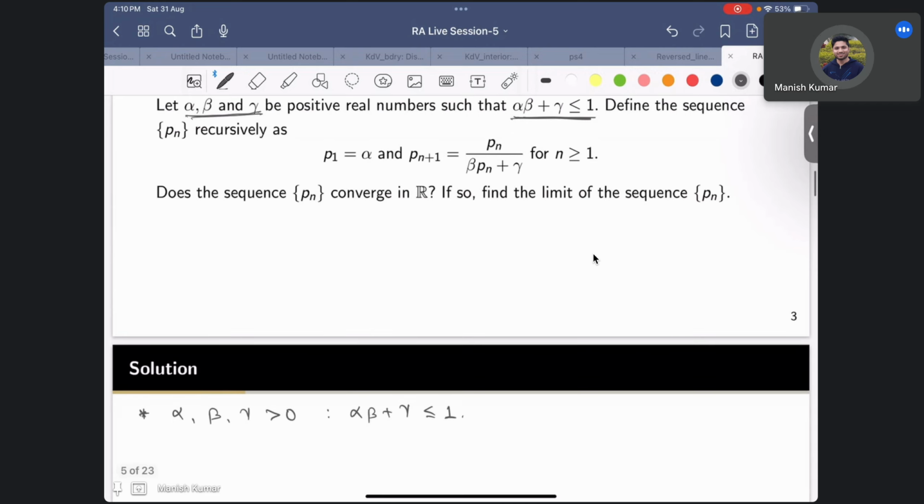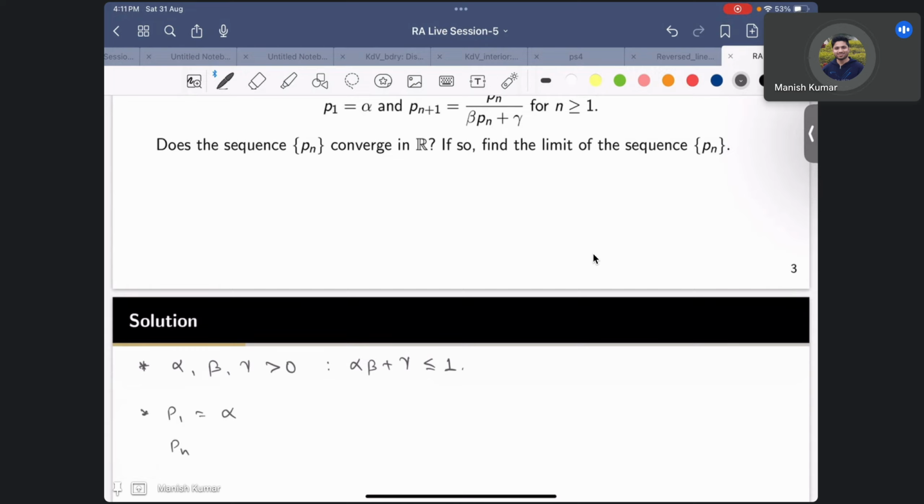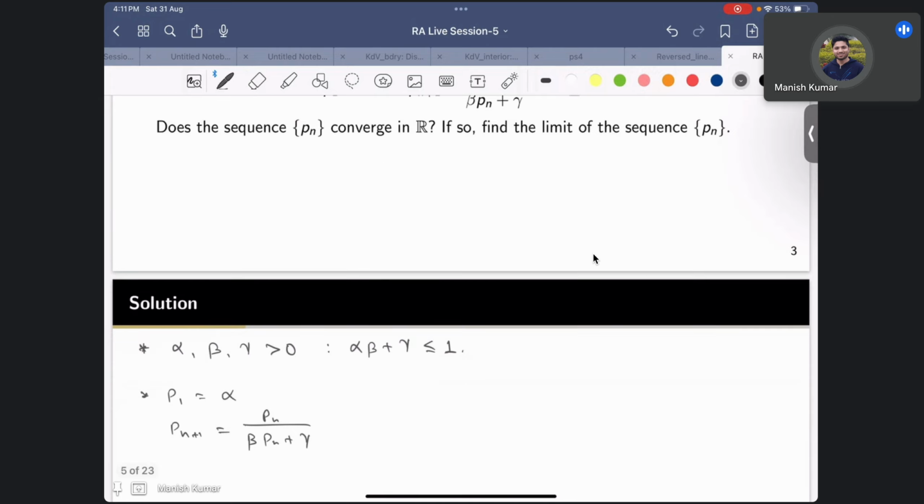Then you define the sequence. How do you define this? You assign the first sequence value as alpha. After this you define it recursively as Pn upon alpha Pn plus gamma, sorry, this is beta. So this is how you define the other terms of the sequence. P1 is given as alpha, then you can define P2, for n belonging to natural numbers. You can define P2 and then P3 and then P4, so it's a recursive definition that you have.